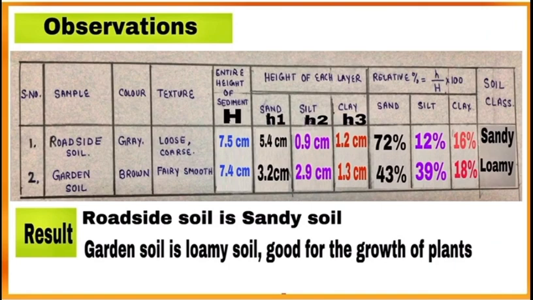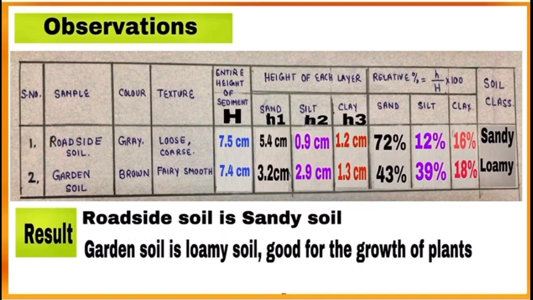Now write the observations in this table. Put all the values of both types of soil and calculate the relative percentage of sand, silt and clay, and finally write the soil class. Check the results.